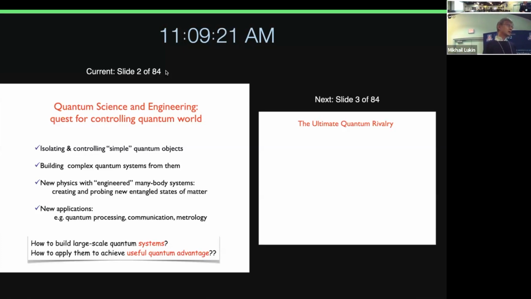And the second problem is that even if I were to bring here a quantum computer, you guys are an advanced bunch and probably know what to do with that. But in reality, there are very few applications known that a quantum computer can do. That's the second challenge: how to apply these machines to achieve useful quantum advantage.